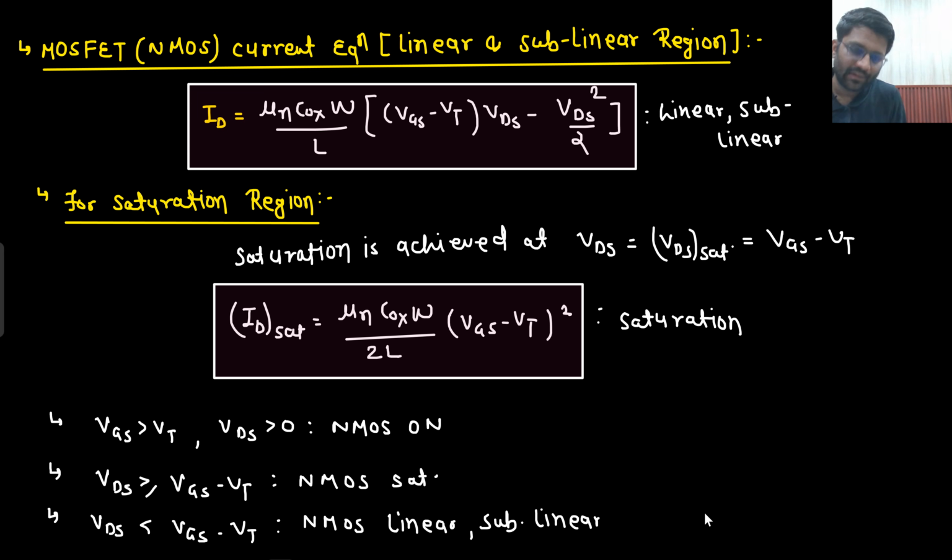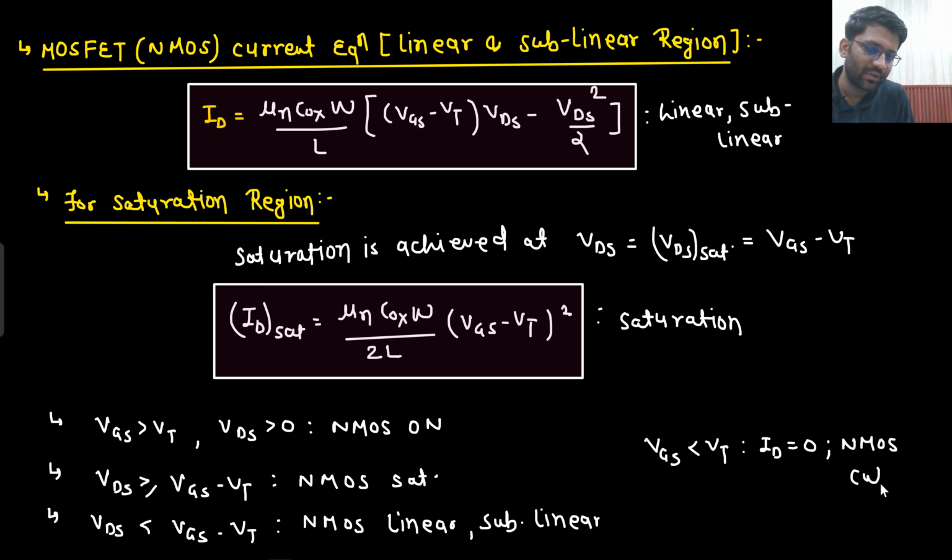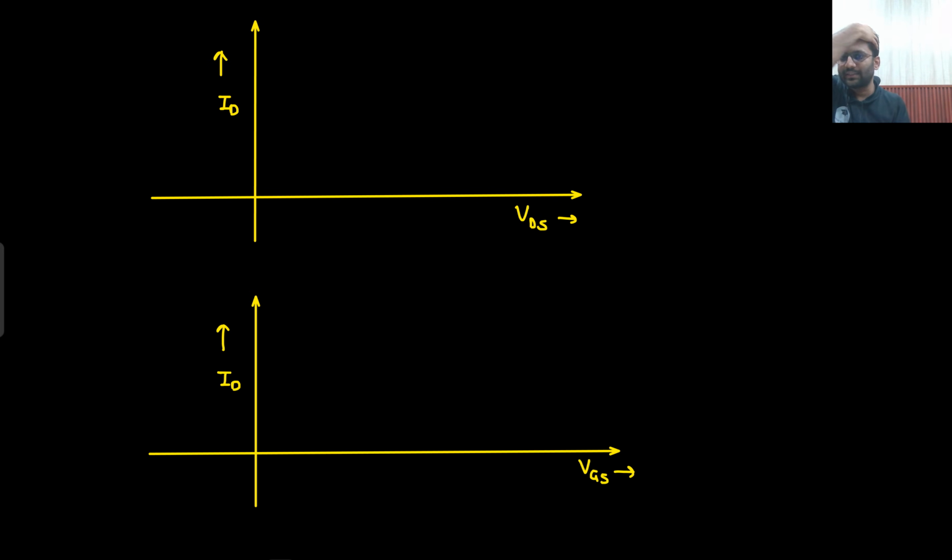Okay. And when your VGS is less than VT, what does that mean? That means that current would be 0. So your NMOS remains in cutoff. This region is known as cutoff region. When your VGS is less than VT, then there is no current flow. So it is known as cutoff region. Cutoff region, saturation region, linear region and sublinear region. Okay. Let's see what else we are having.